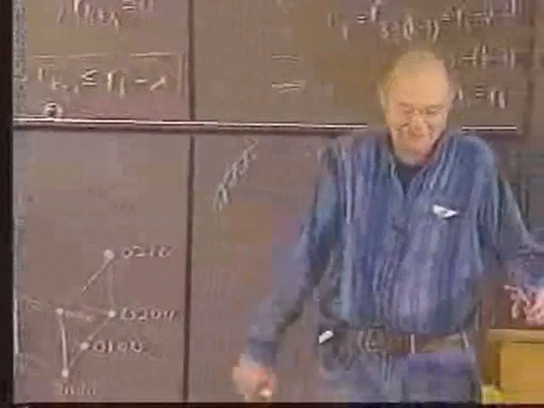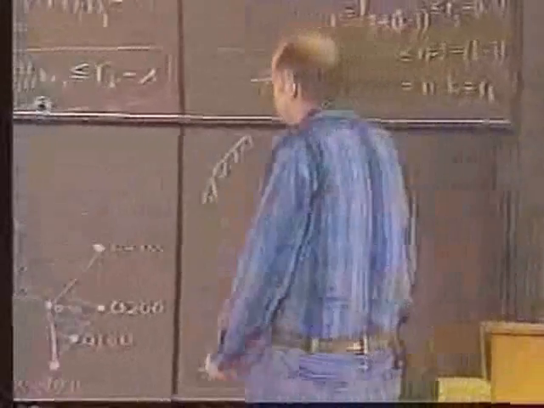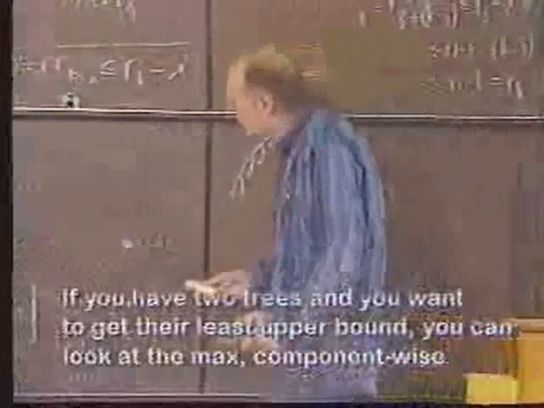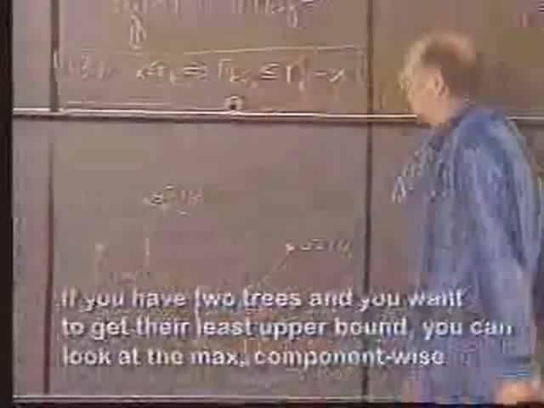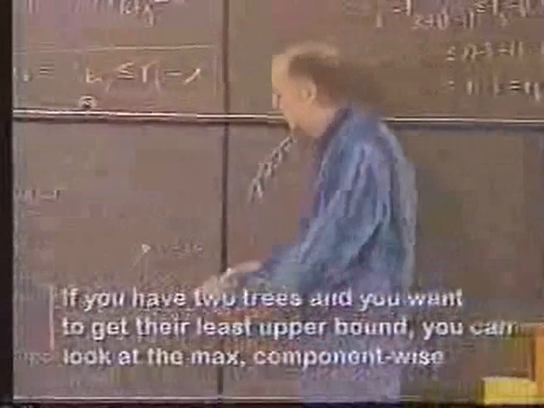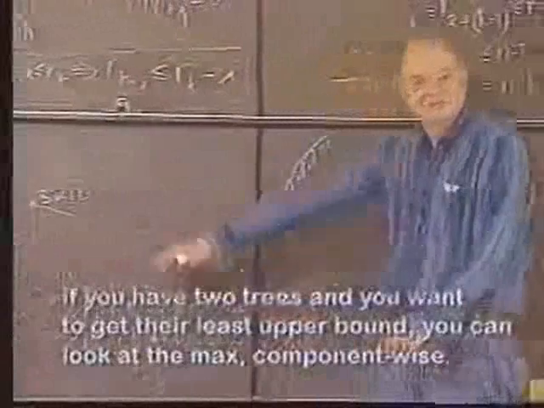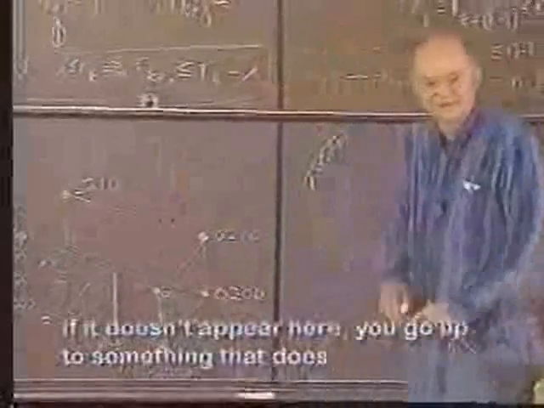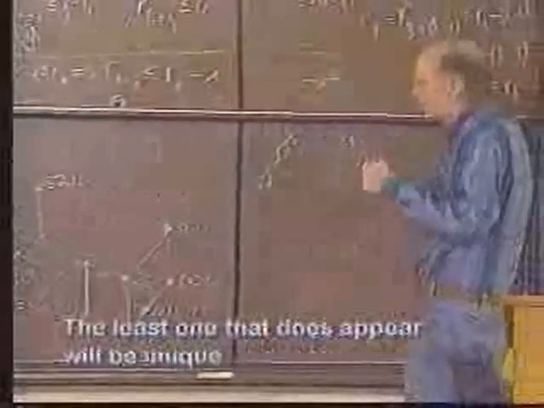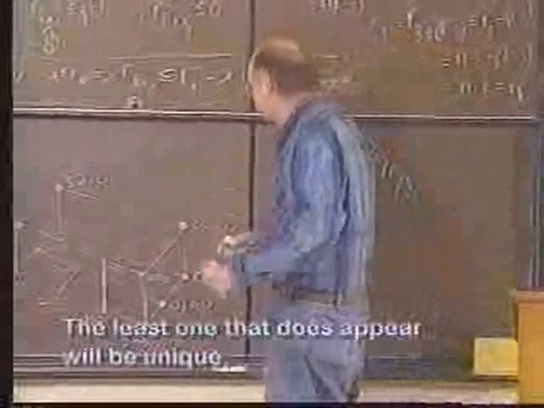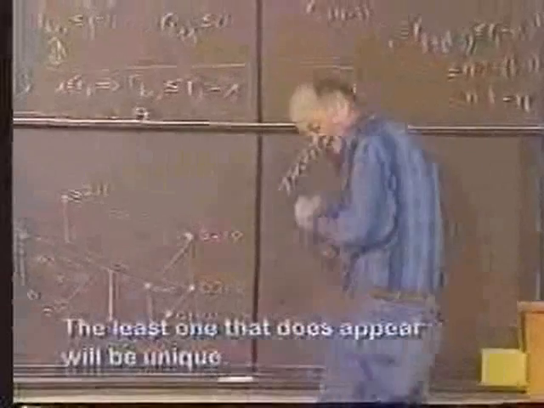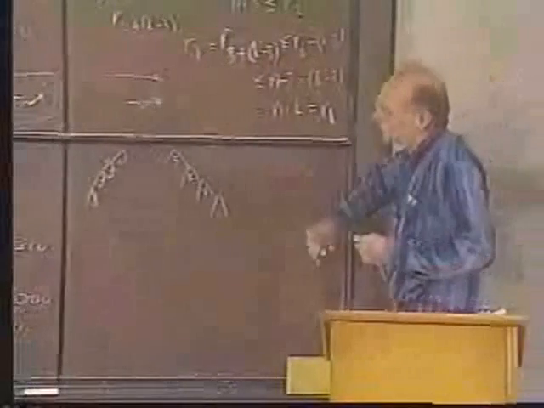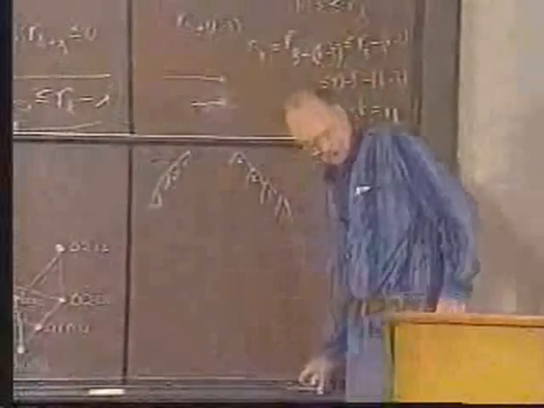I told you another way to get it by left subtrees, which is faster, but this is another way to do it. If you have two trees and you want to take their least upper bound, you can look at the max component-wise and see if it appears here. If it doesn't, you've got to go up to something that does. But the least one that does will be unique. There won't be two of them. That's because it's a lattice, and the proof is by using the other calculation by means of left subtrees.